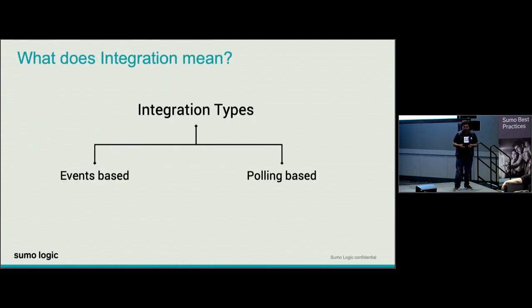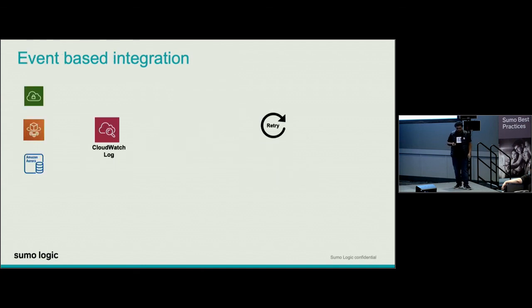So forward we can look at the working of each category of integration. The first one is event-based integration. I have taken the example of AWS, however this is true for GCP. On the very left side, we can see there are some services running. The first one is AWS VPC, second is Fargate, and third is Amazon Aurora.